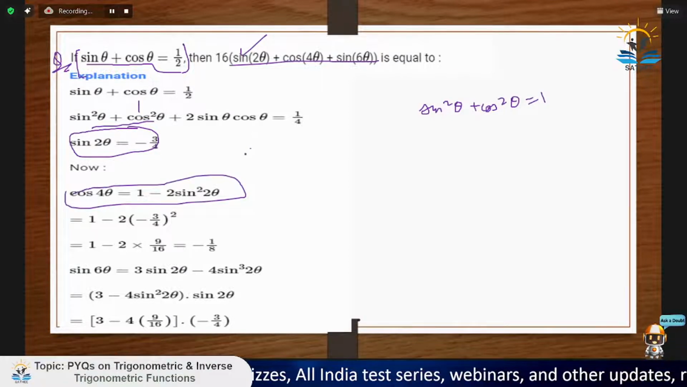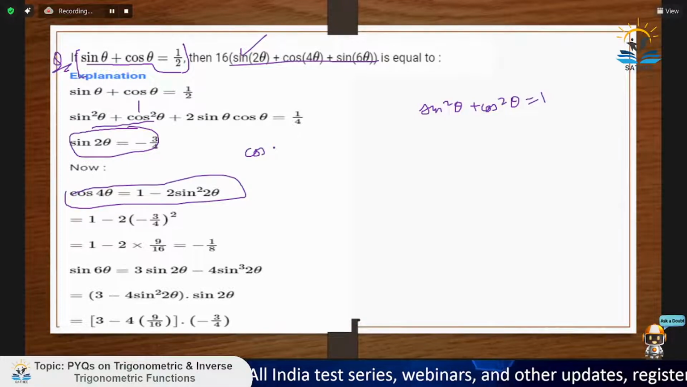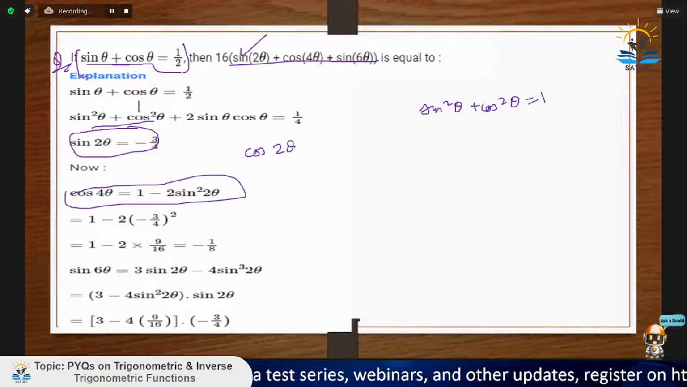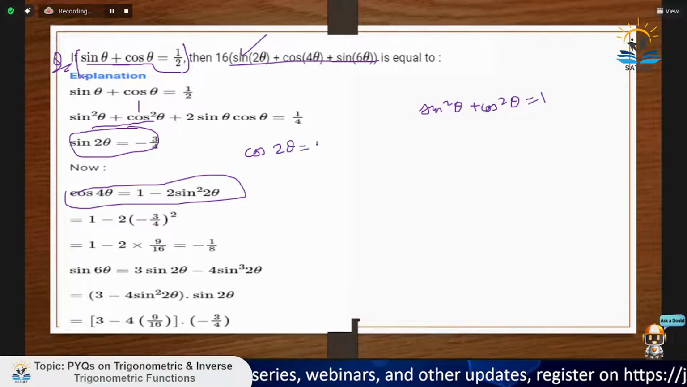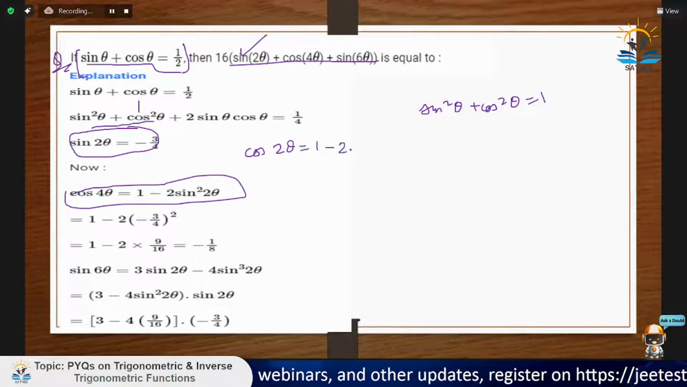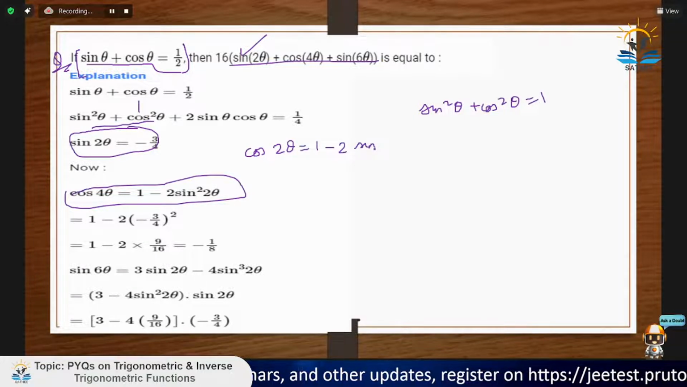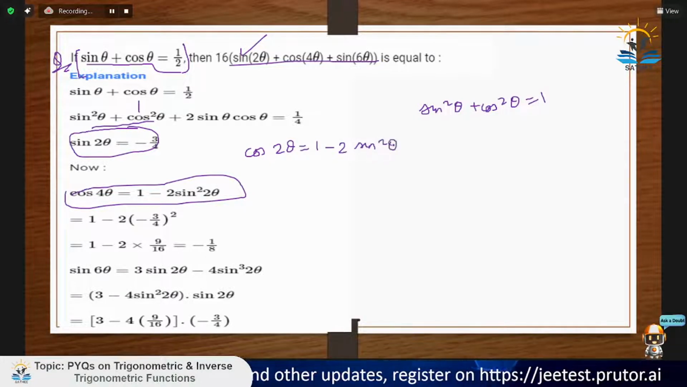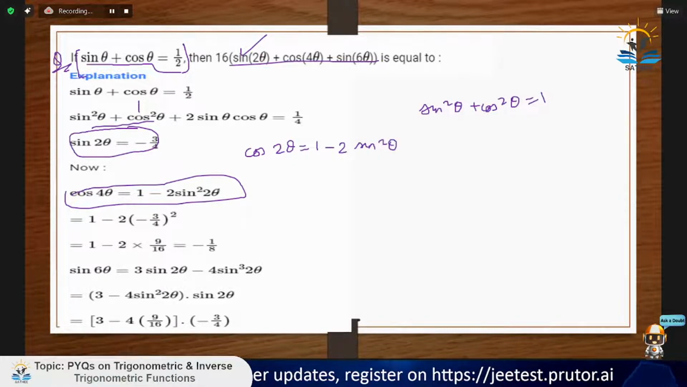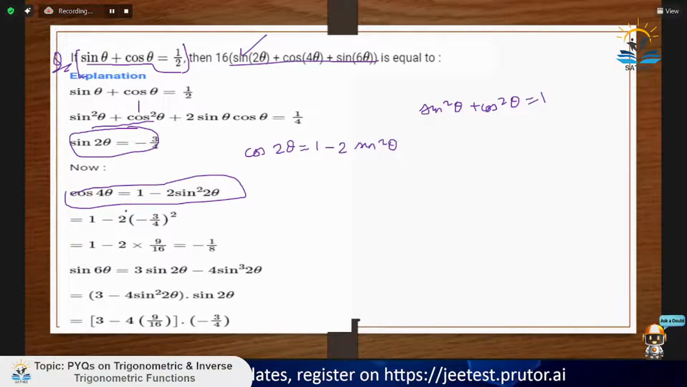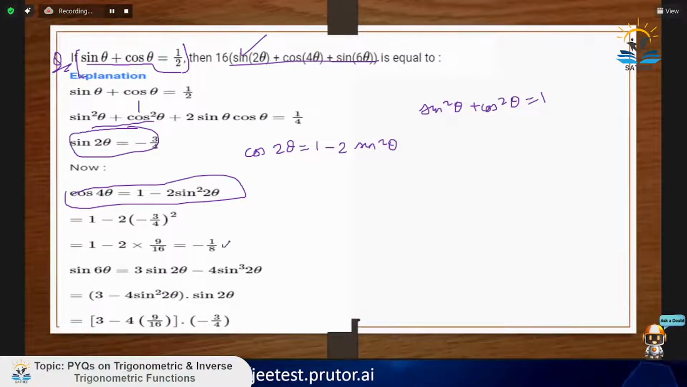If this is not directly clear, you must have read this formula: cos of 2 theta is equal to 1 minus 2 times sine square theta. So it is the same formula, I just replaced 2 with 4, so here 2 will come. So from here I will get 1 minus 2 times sine square 2 theta, with sine 2 theta as minus 3 by 4, so square of minus 3 by 4, so you would be getting minus 1 by 8.